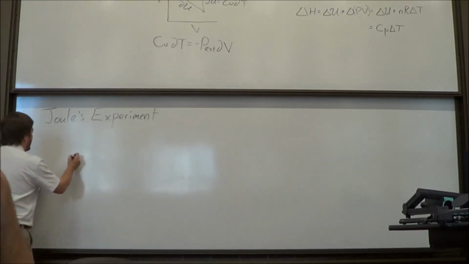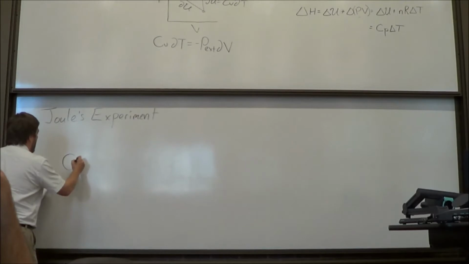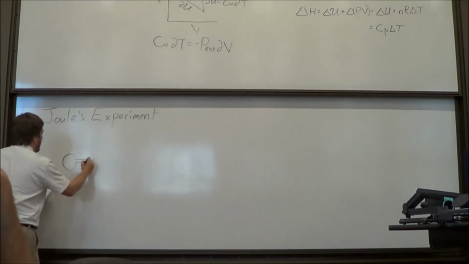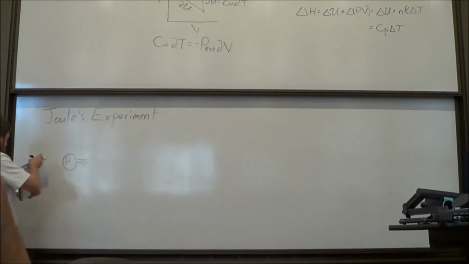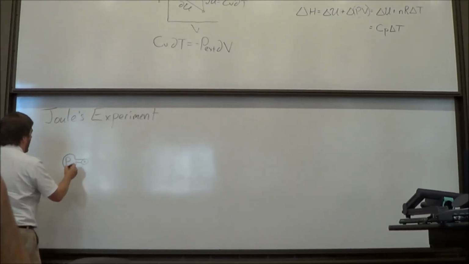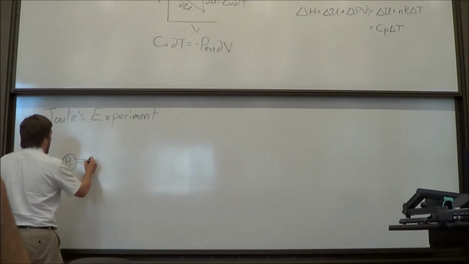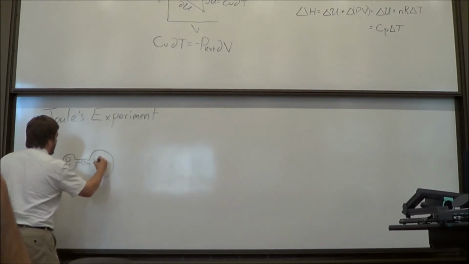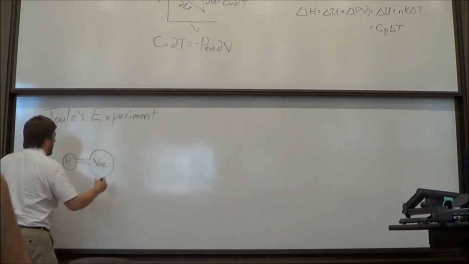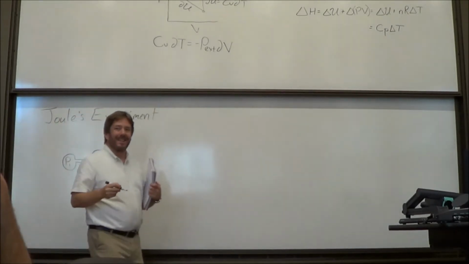And what he did is going to sound familiar. He had a bucket of water and a gas in a bulb. And so what do I call this? I don't think I call it anything, so let's just call it P1. And connected to that by a valve is a much larger container that is under a vacuum. Okay, vacuum. Sound familiar? Yeah.